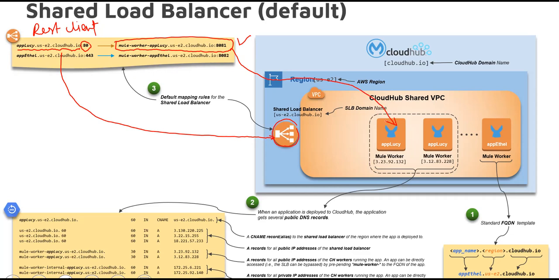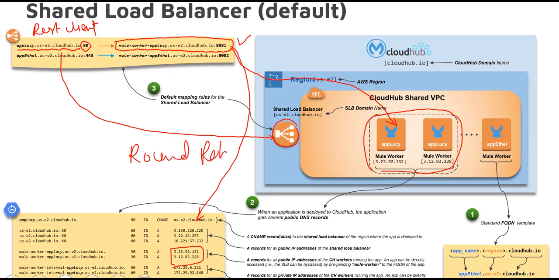Now, which worker will be triggered, because two workers are running this app? When this URL is getting built, it will go to that routing table. In that routing table, this URL is getting resolved into two IP addresses. Now, which one to pick will be decided by an algorithm called round robin. Round robin will go from top to bottom.